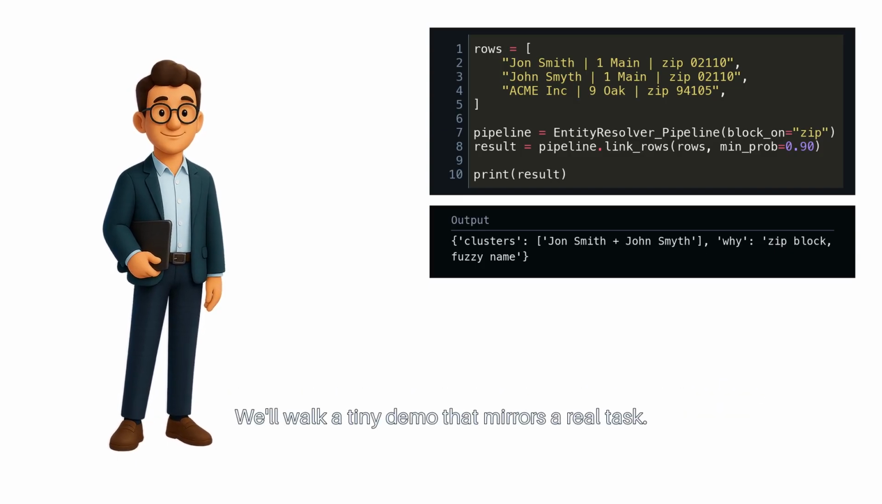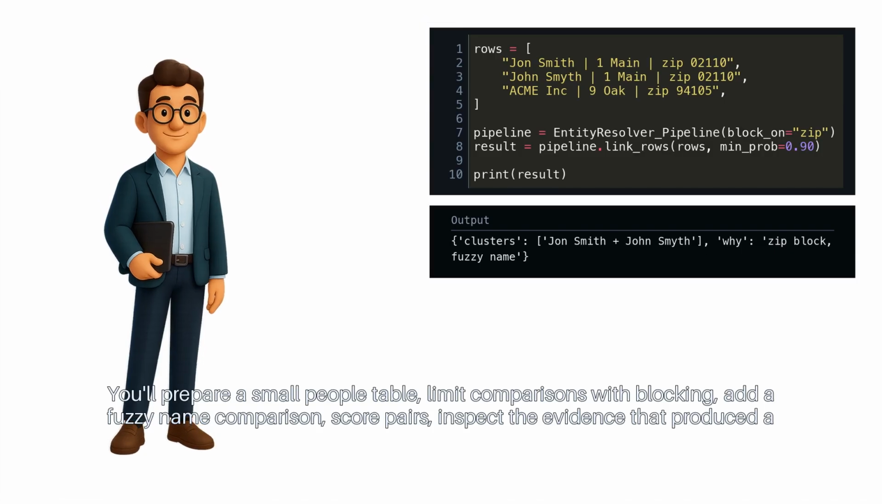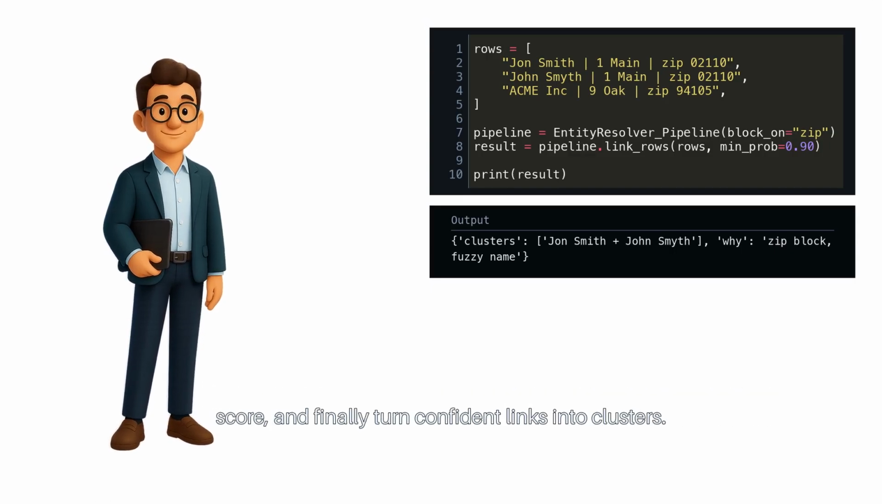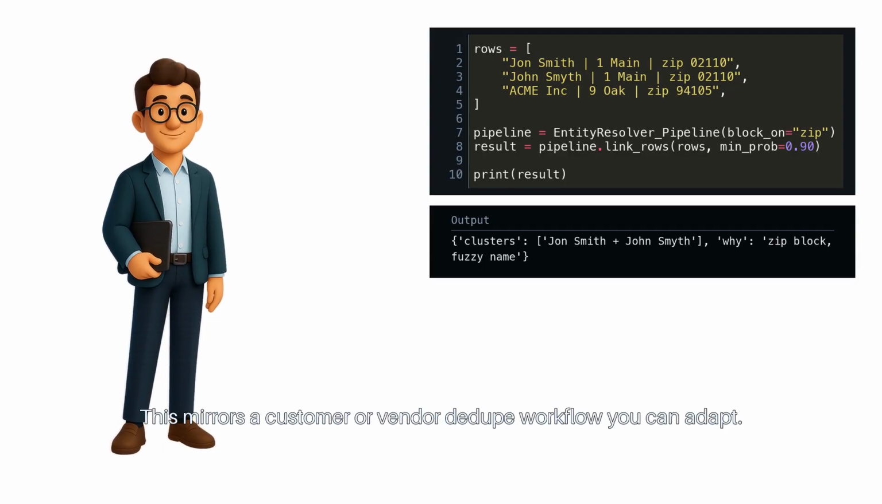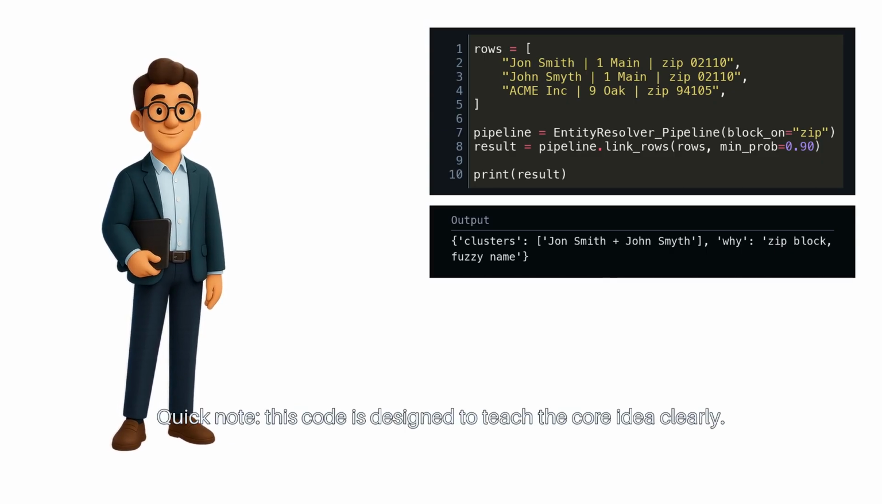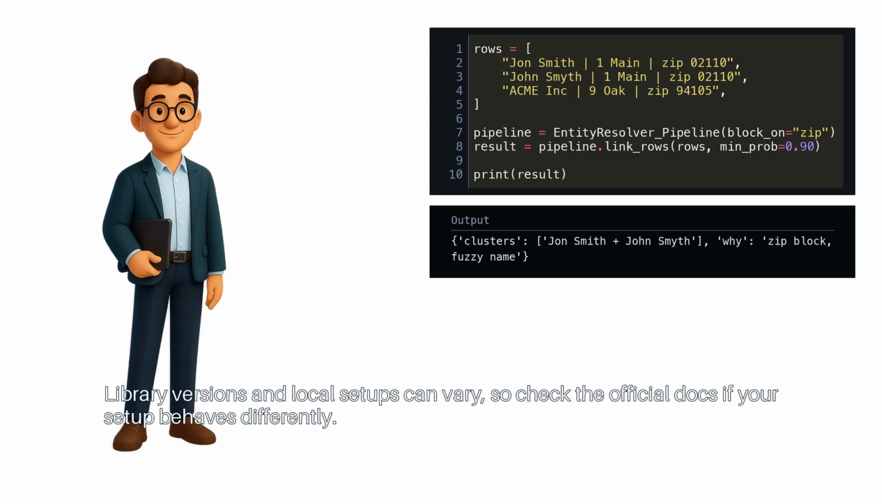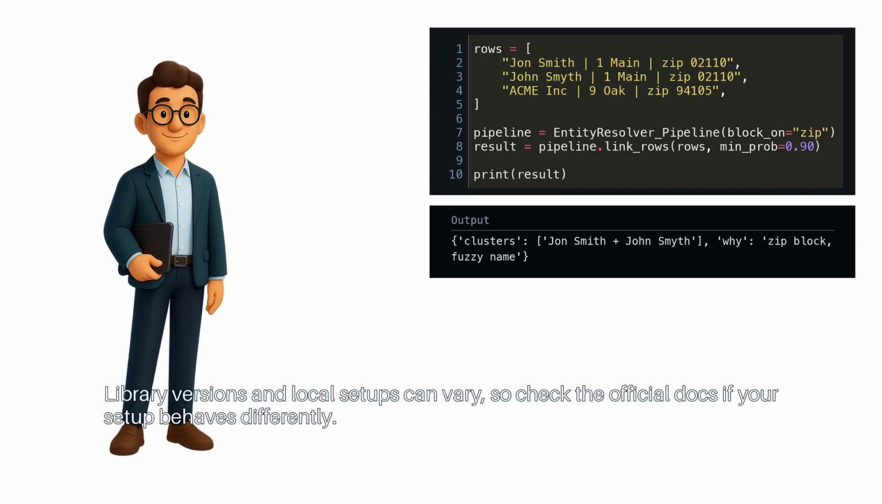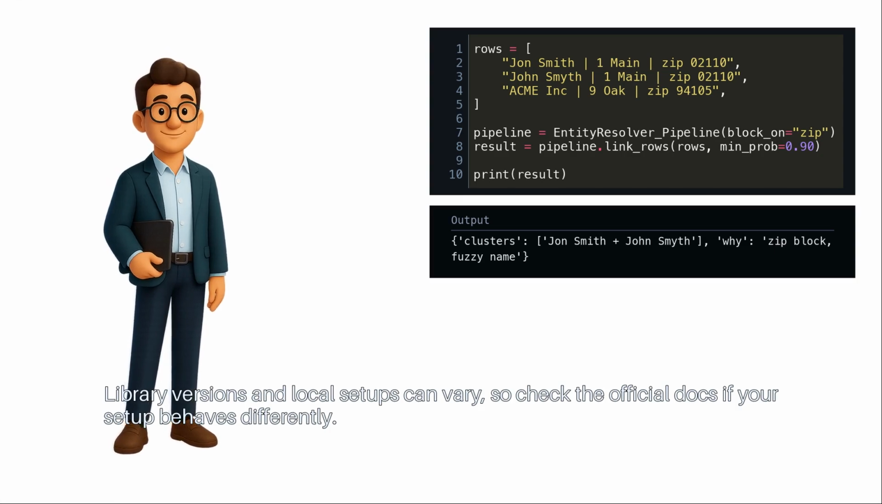We'll walk a tiny demo that mirrors a real task. You'll prepare a small people table, limit comparisons with blocking, add a fuzzy name comparison, score pairs, inspect the evidence that produced a score, and finally turn confident links into clusters. This mirrors a customer or vendor dedupe workflow you can adapt. Quick note: this code is designed to teach the core idea clearly. Library versions and local setups can vary, so check the official docs if your setup behaves differently.